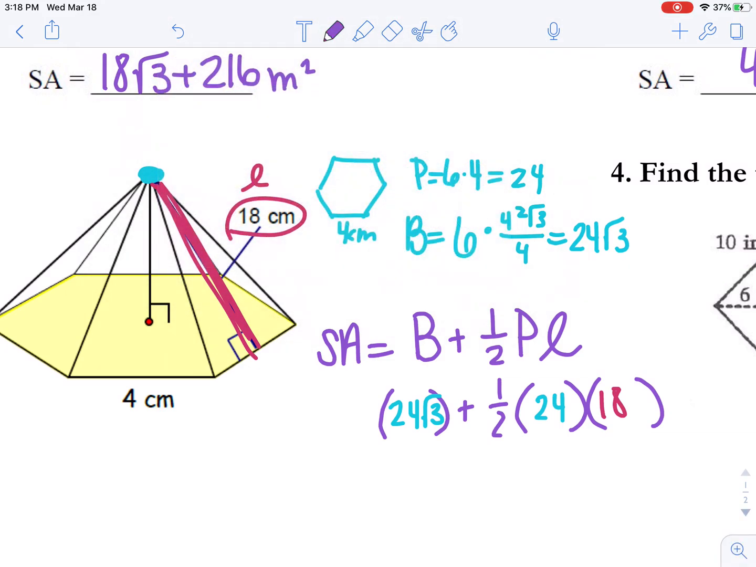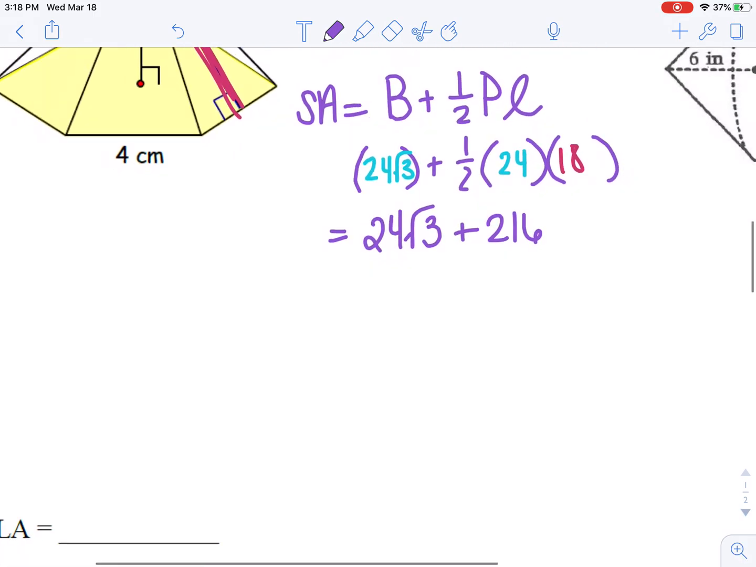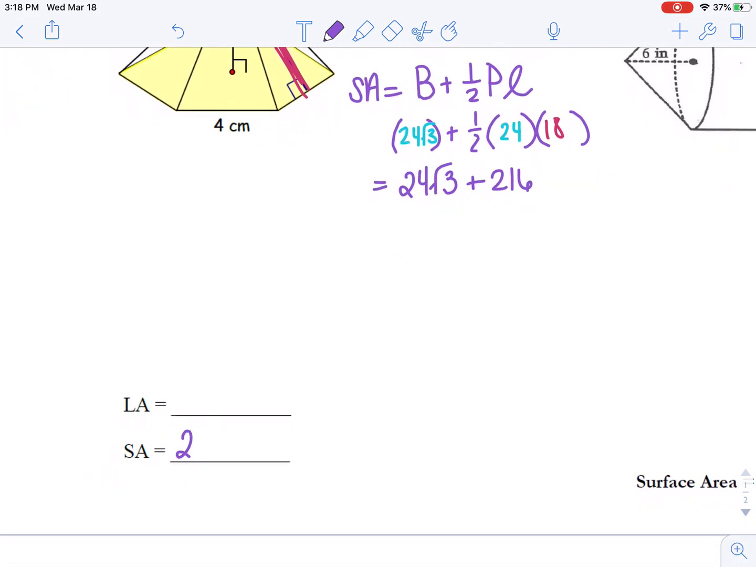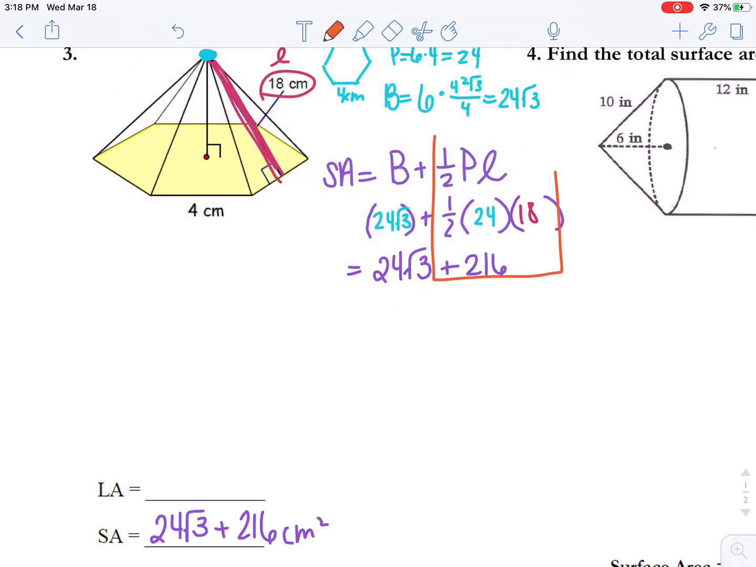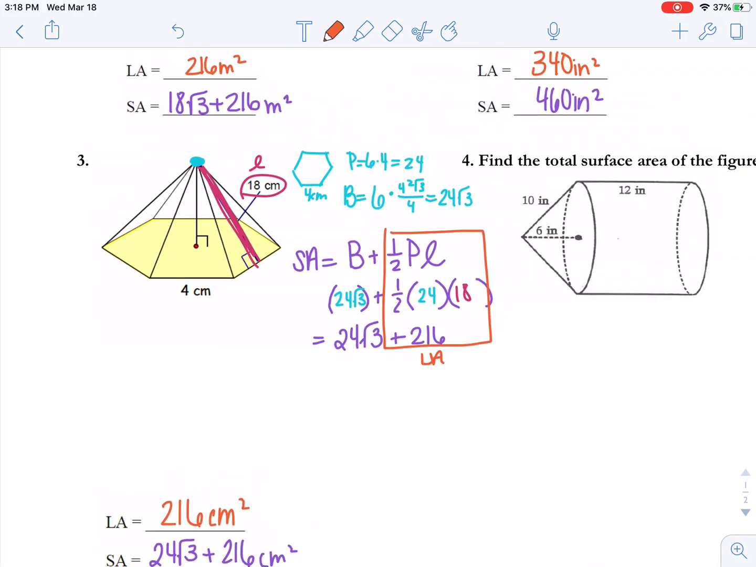And now I can just multiply through. So 24 root 3 plus 1/2 times 24 times 18, which is 216. And this would be my total surface area. I can't combine those because the root 3 can't combine with the 216, so we just leave them separate. And then to identify the lateral area, it's just this portion of our formula, so 216 square centimeters.